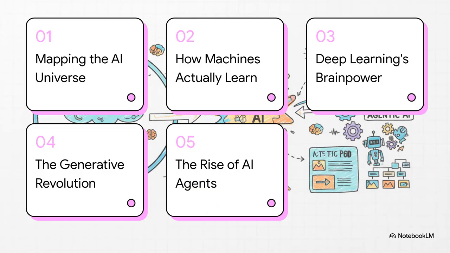Okay, so here's our game plan. We'll start by mapping out the big picture, then we'll get into how machines actually learn. After that, we'll look at the brain power behind deep learning, check out the whole generative revolution, and finally, bring it all home with the rise of AI agents.